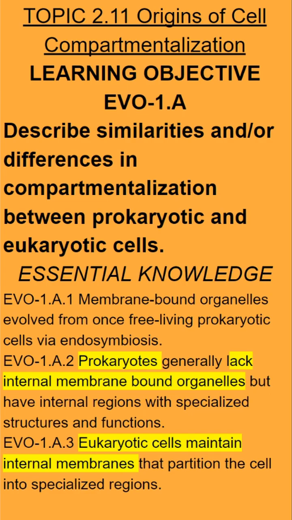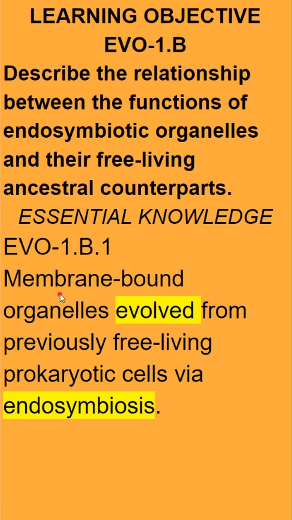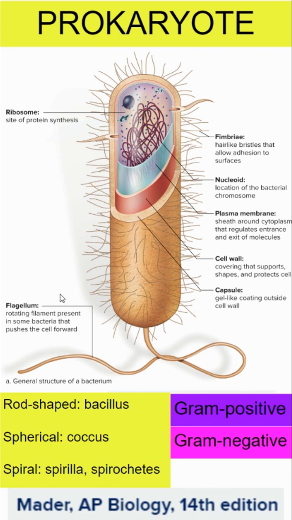Prokaryotes lack internal membrane-bound organelles, and eukaryotes came from prokaryotes. So our prokaryotes can be rod-shaped, spherical, or spiral-shaped, and they don't have all of these membrane-bound organelles on the inside. Their DNA is one long circular sequence, and they also have free-floating ribosomes. Now, they have regions within there, but there are no actual membrane-bound organelles.